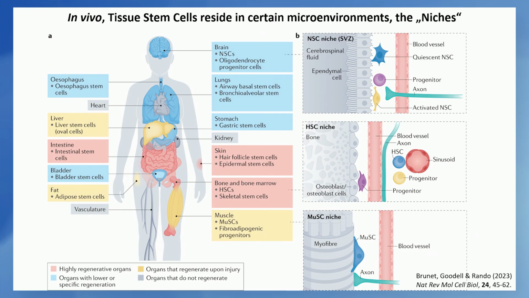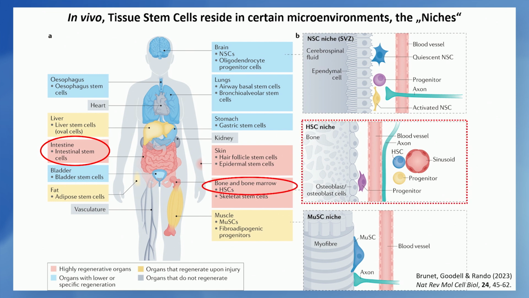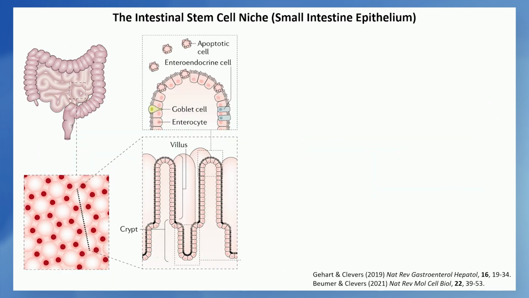And I'll get a little bit more into detail into 2 types of niches and stem cells. One is the intestine and the other is the hematopoietic system in the bone marrow. So the intestinal stem cell niche is within the gut, of course.